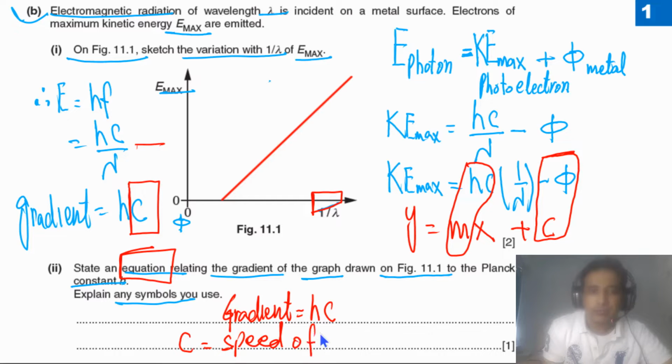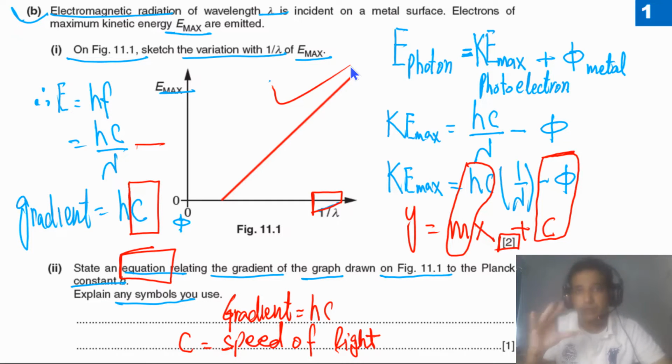You will say c, speed of light, because this is the symbol we are using other than the stated symbols in the question. So simply you need to write down this is speed of light. If you write this down, you will get 1 mark for this part, and you will get 2 marks for this part. I hope this is clear to you.